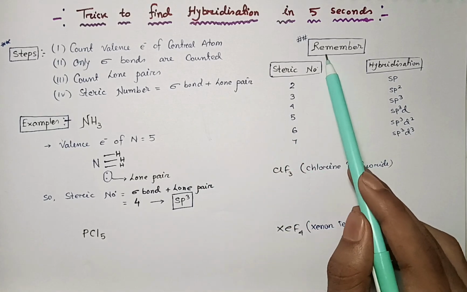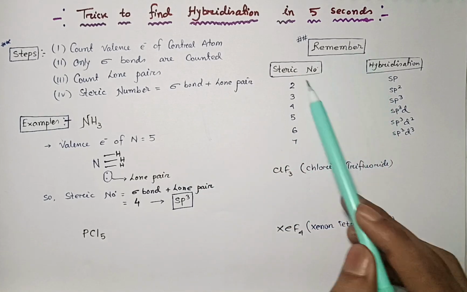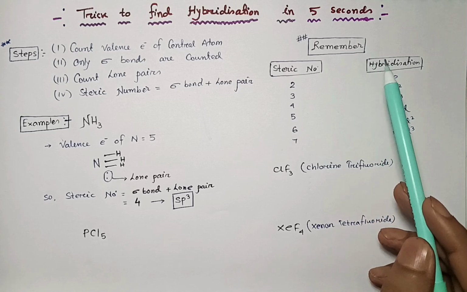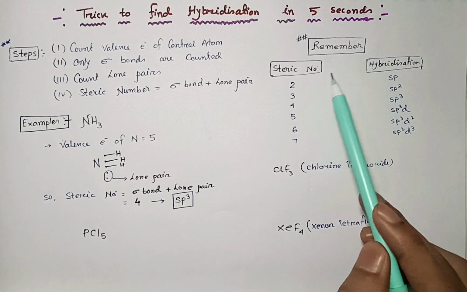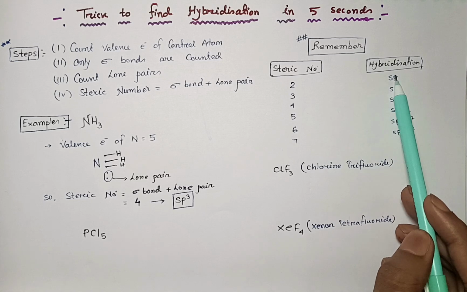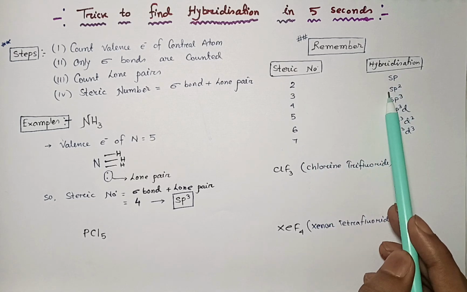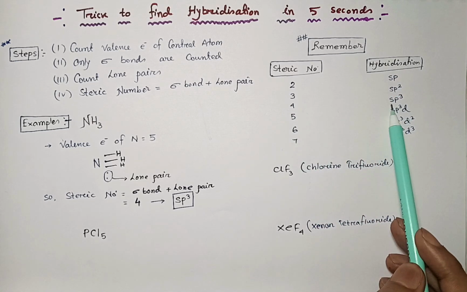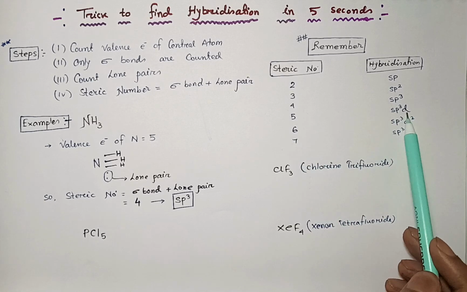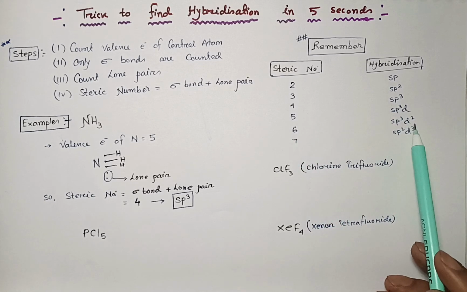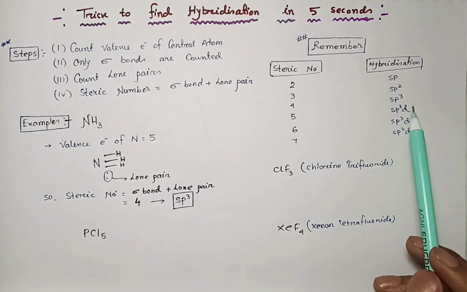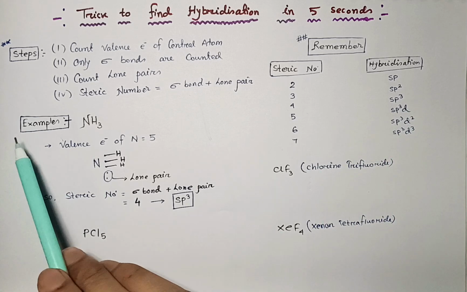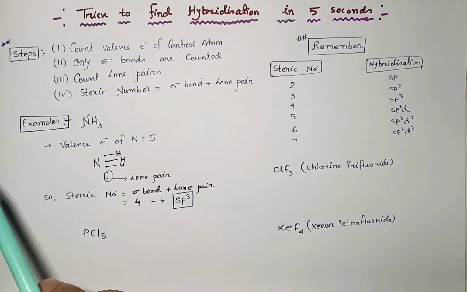And you need to remember this table also. This is the most important table. Without this table you will not be able to find out the hybridization. So for steric number 2 we have the hybridization sp. For 3 it is sp2. For 4 it is sp3. For 5 it is sp3d. For 6 it is sp3d2, and for 7 it is sp3d3. So now let's see how this trick works using an example.